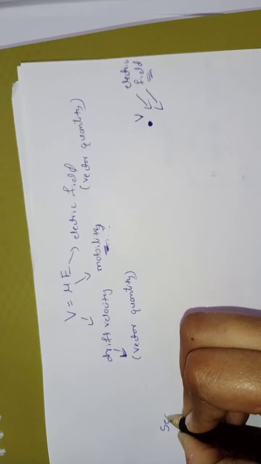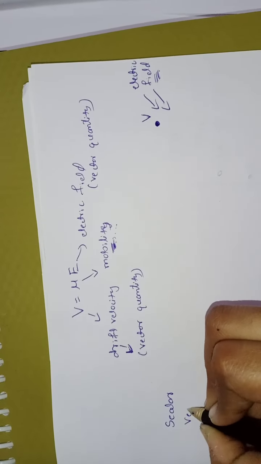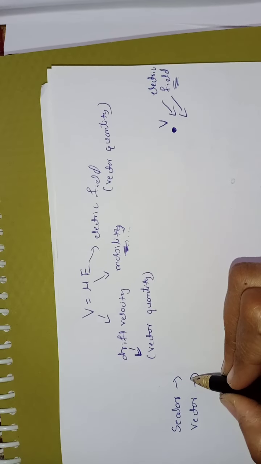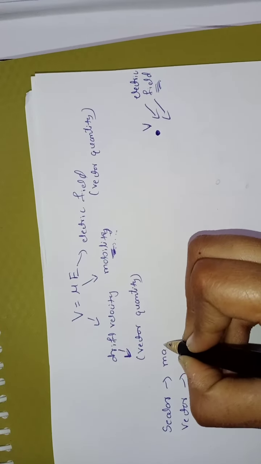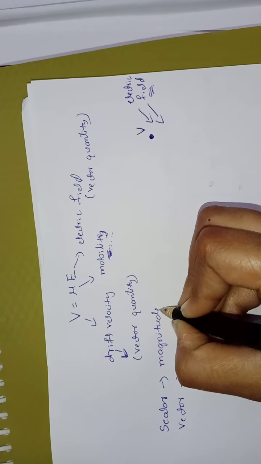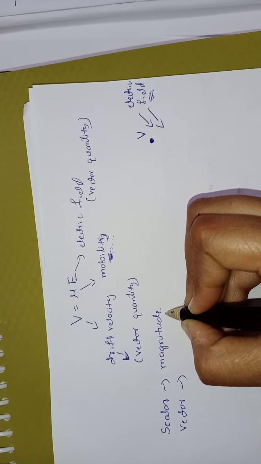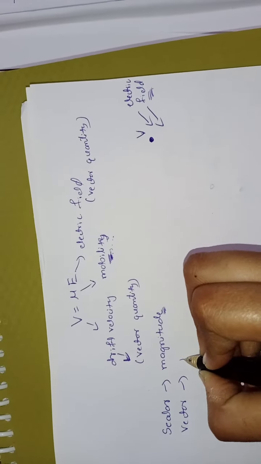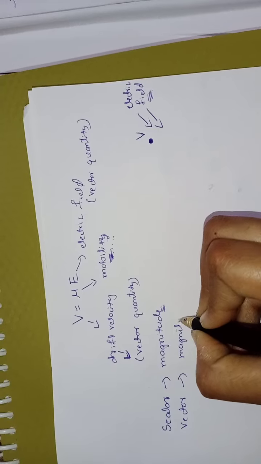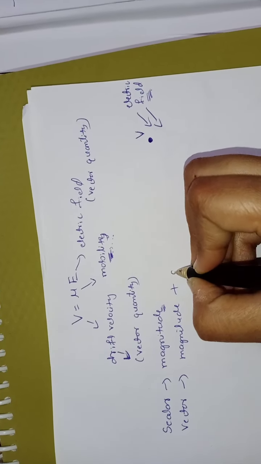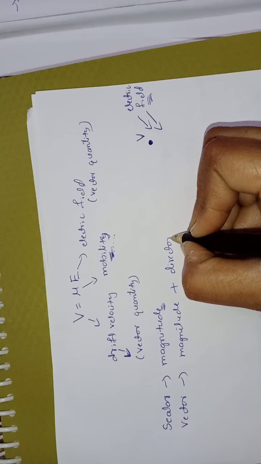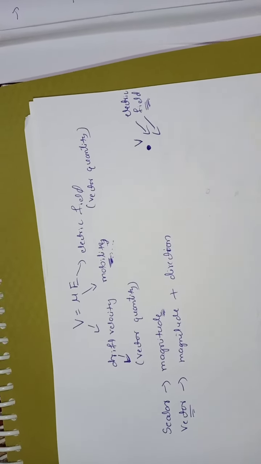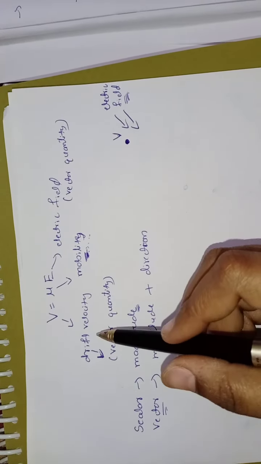I will just brief out what is a scalar quantity and what is a vector quantity. Any quantity that is described using only magnitude is called a scalar quantity. If we use both magnitude and direction to describe a quantity, it is called a vector quantity.